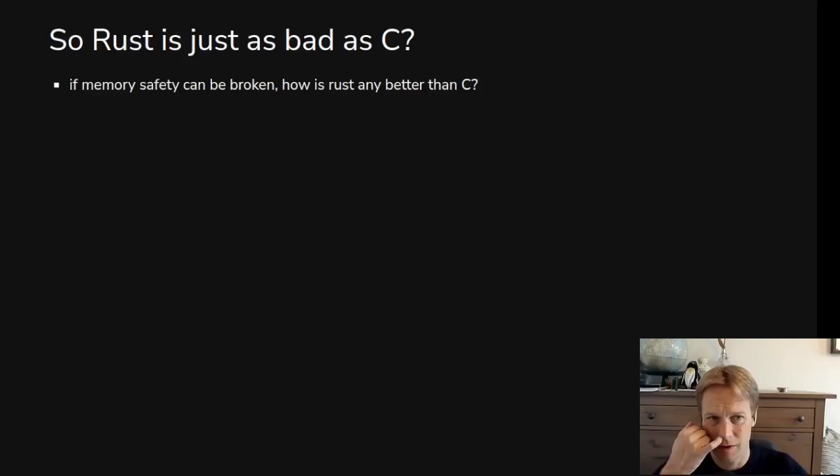So all this leads us to the question of, is Rust just as bad as C, or C++, or some other unsafe language?